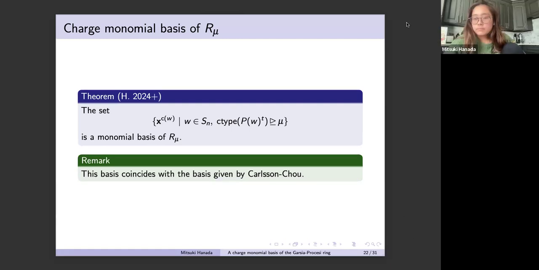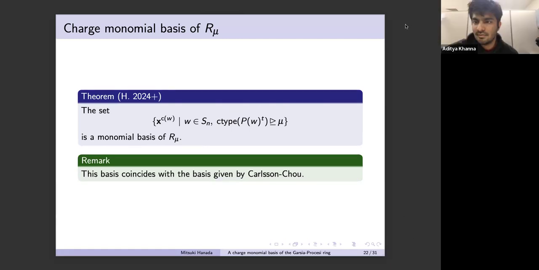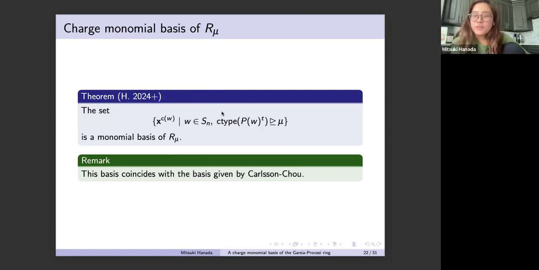There's a question in the chat. Thanks for the nice talk. Do you have any intuition for how these bases of the invariant ring behave if you also mod out the non-face ideal of a nice simplicial complex, like a polytope, ball, or a sphere? Oh, I don't know. I'm not super familiar, so I would be curious to learn, but I do not know.